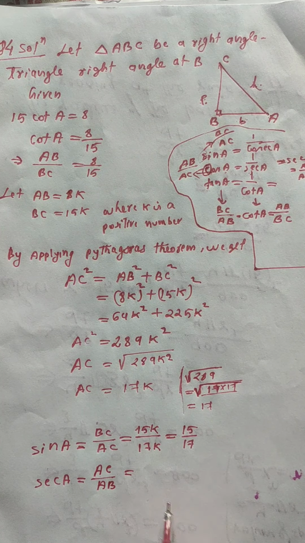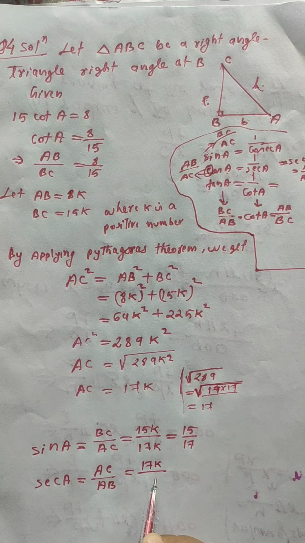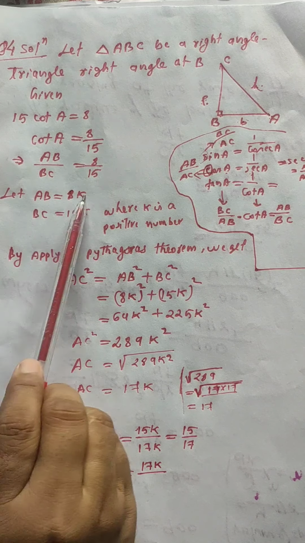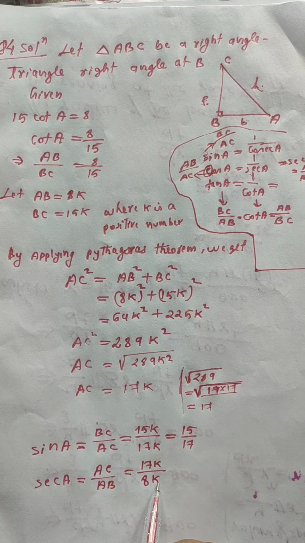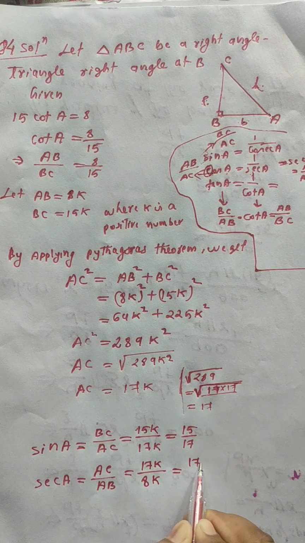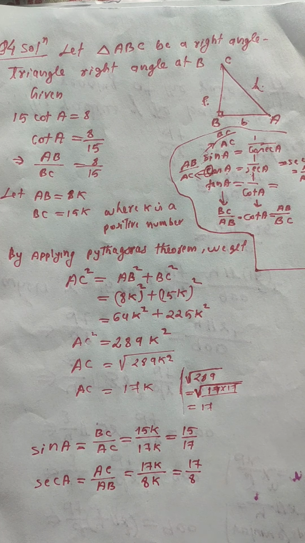Now put the values. What is AC here? It is 17K, and AB is what? 8K. Now K gets cancelled. It is what? 17 by 8. So this is the final solution for question number 4.